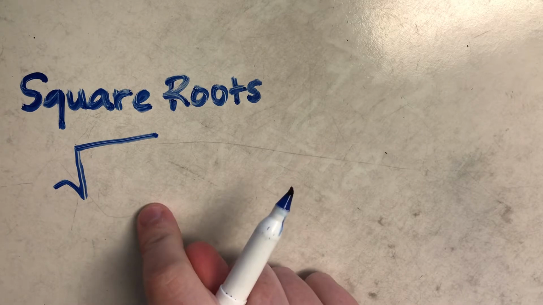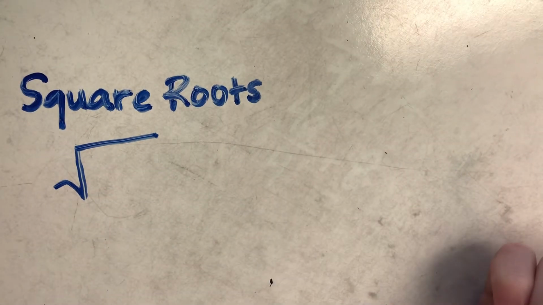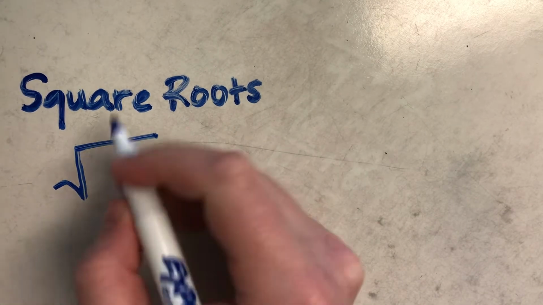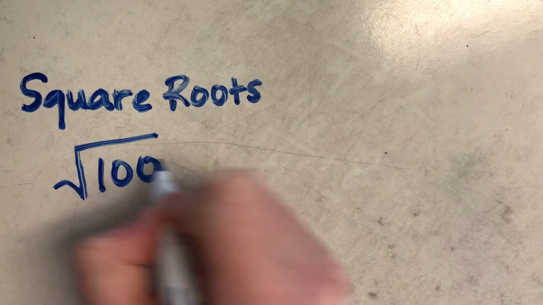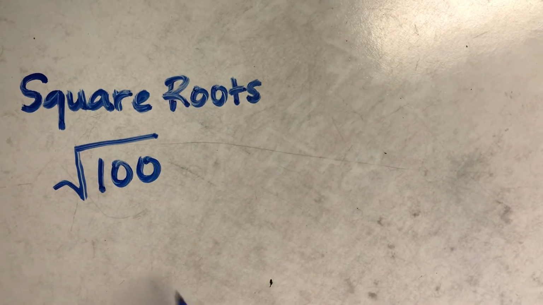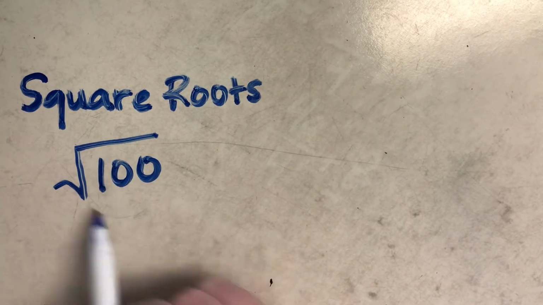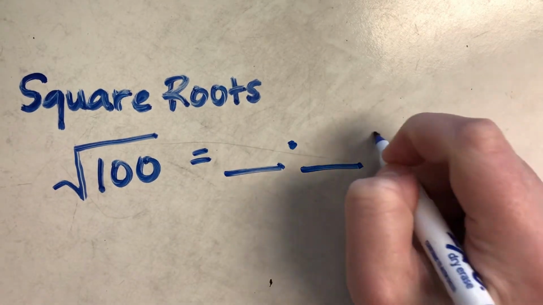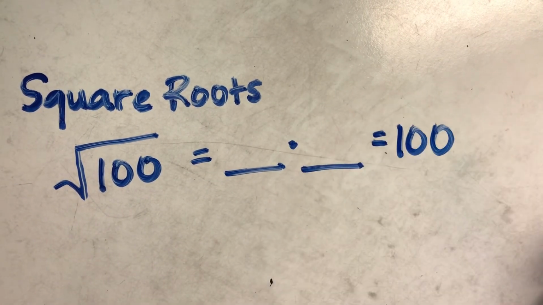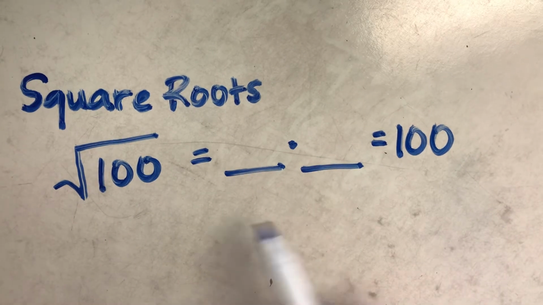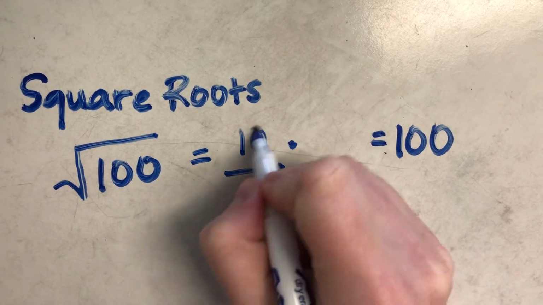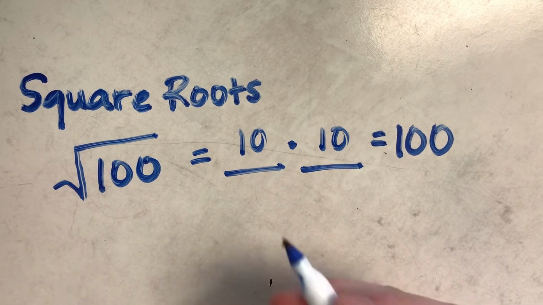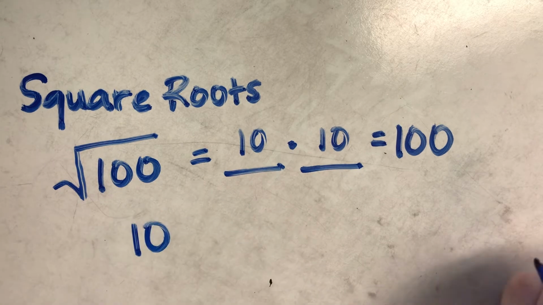A square root is something times itself that gives you whatever number is in here. So if I give you something like the square root of 100, we'll start off with something kind of easy. I'm looking for something times itself that gives me 100. Most of us can say 10 times 10 gives me 100, so the square root of 100 would be 10.